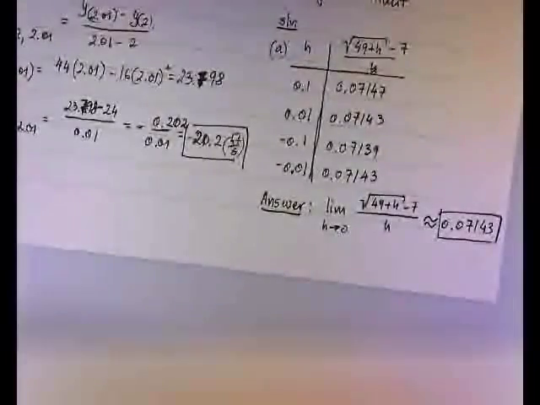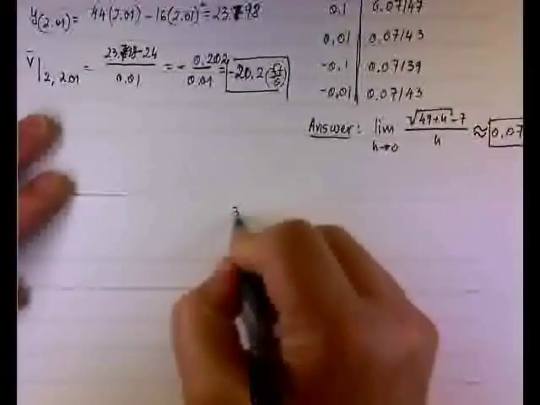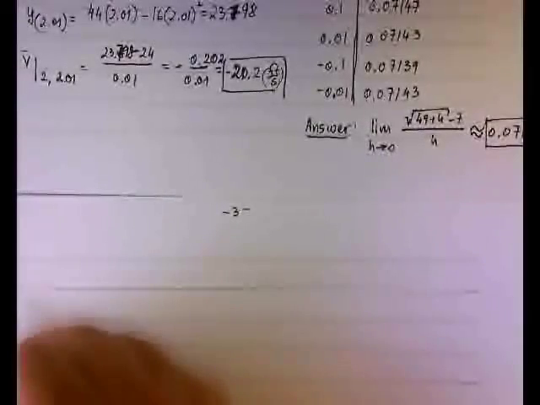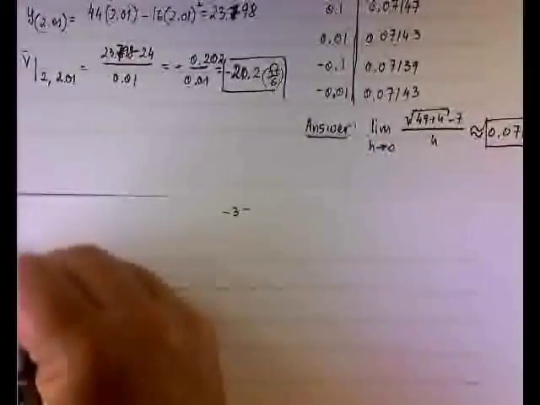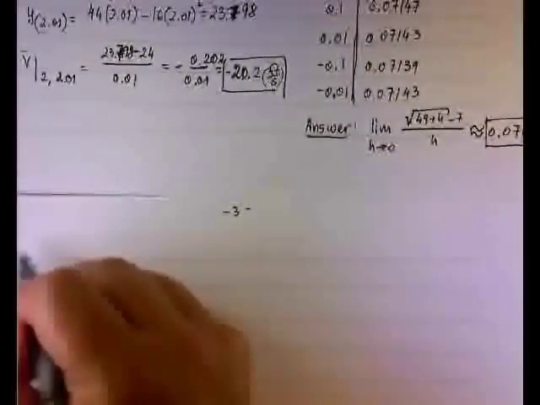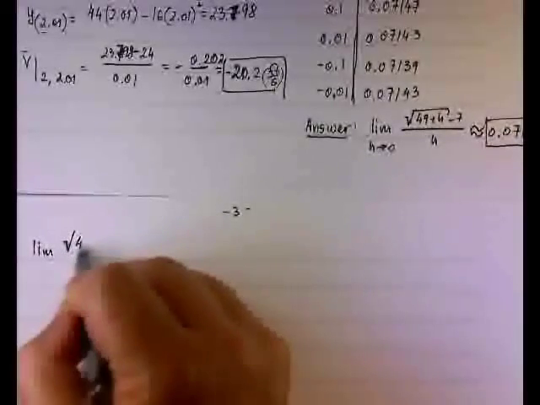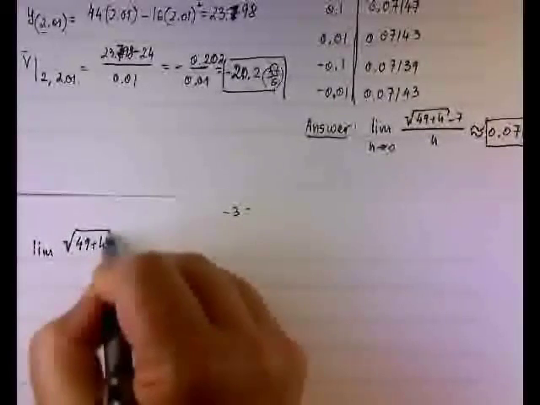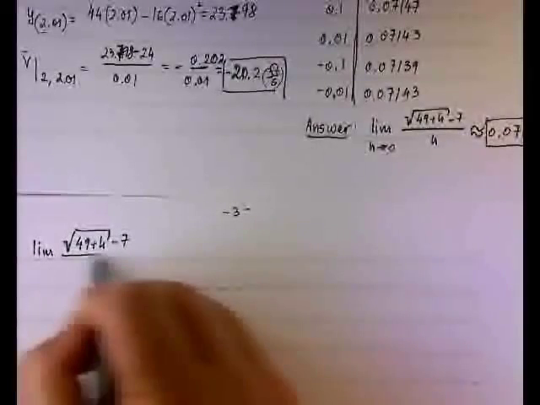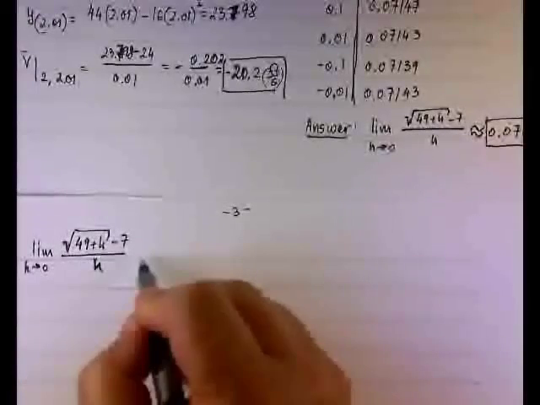Yes. But now here we're going to learn a dirty trick, a way to calculate it exactly. This is something I don't think you've seen before. So here's what we're going to do. We want to calculate the limit of the square root of 49 plus h minus 7 in the numerator divided by h, as h goes to 0. So what do we do?